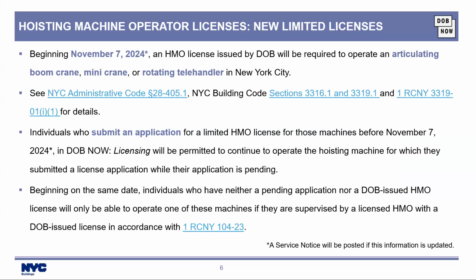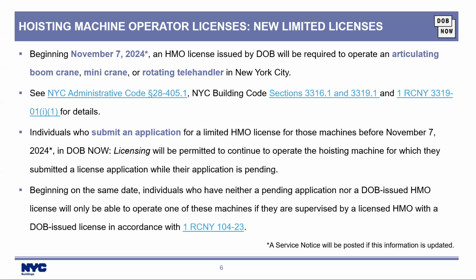Beginning November 7th, 2024, an HMO license issued by DOB will be required to operate an articulating boom crane, mini crane, or rotating telehandler in New York City. These are what we're referring to as the new limited licenses. If you have any questions, there's links here to the New York City Administrative Code and the New York City Building Code.